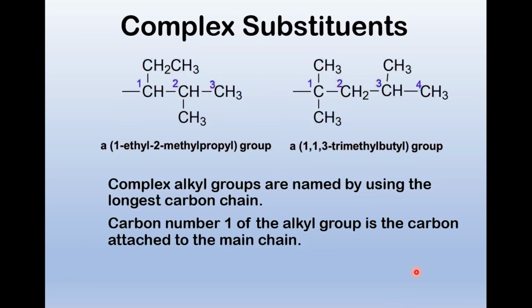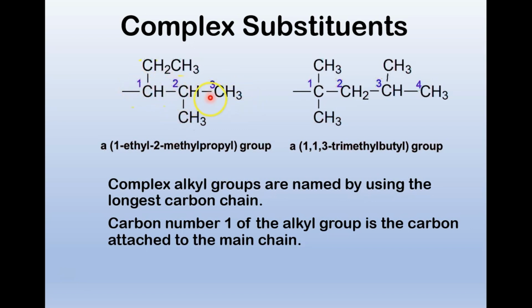So, a complex substituent. Here's an alkyl group. It's attached to something else, and when I look at that, it doesn't look like isobutyl or isopropyl, it looks like a mess. So I'm going to name it as a complex substituent, and that means I'm going to find the longest carbon chain. 1, 2, 3. Looks like a 3-carbon chain. It doesn't matter if I go that way or this way.